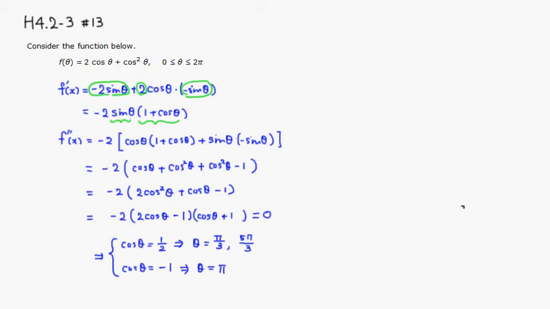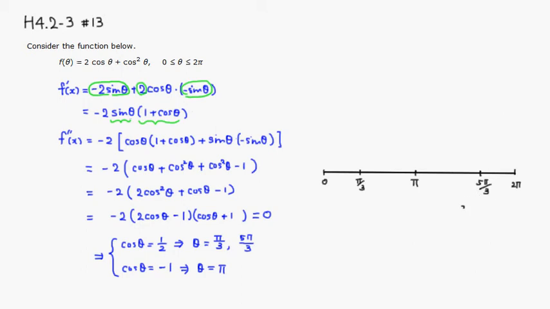So let's do a number line here, going from 0 to 2 pi. Then we have to put the tick marks: pi is right in the middle here, pi over 3 would be somewhere around here, and 5 pi over 3 would be somewhere around there.